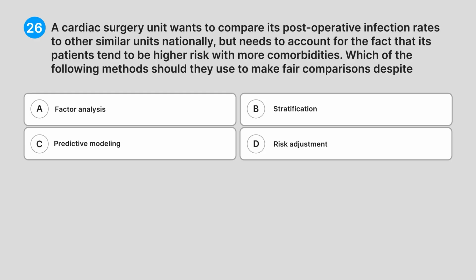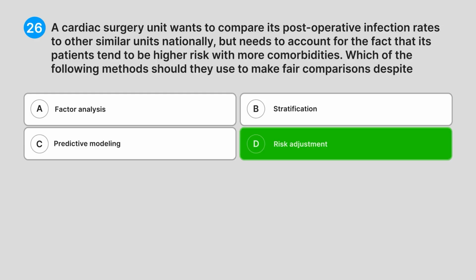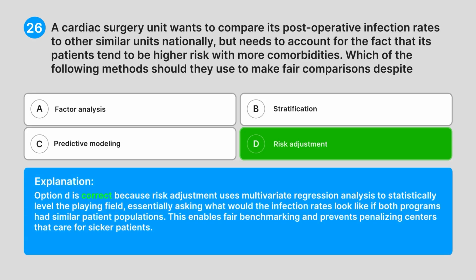Correct answer, D. Risk adjustment. Explanation. Option D is correct because risk adjustment uses multivariate regression analysis to statistically level the playing field, essentially asking what would the infection rates look like if both programs had similar patient populations. This enables fair benchmarking and prevents penalising centres that care for sicker patients.